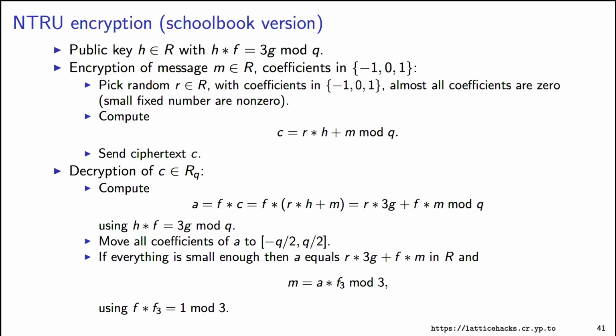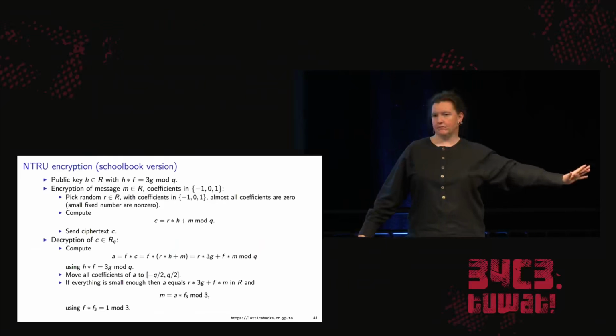The ciphertext is going to be pretty simple. We pick another of those polynomials with very few non-zero coefficients, again limited to plus and minus 1. Let's call this thing r. And then the ciphertext is simply r times this h, which was our public key. Again, this multiplication limits everything to degree less than n. And then we add our message.